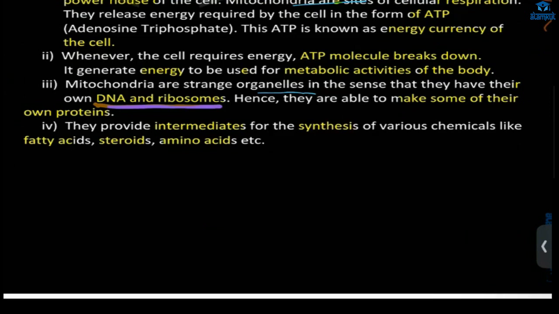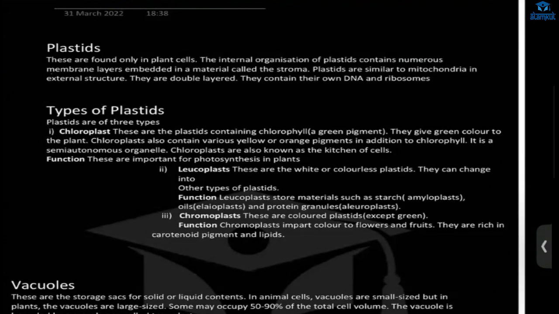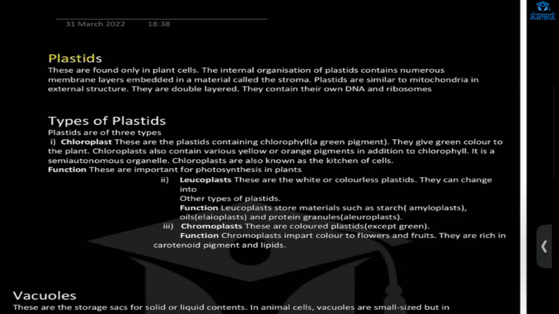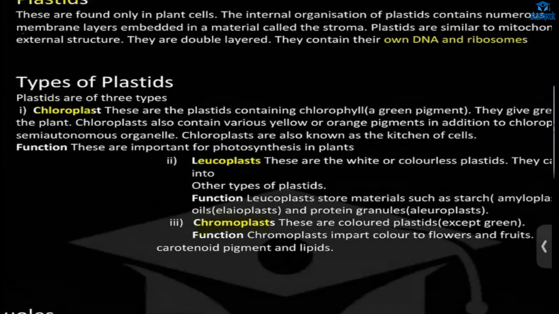Okay. Now let's see the last thing. Plastids are also having their own DNA and ribosome. And there are three types of plastids: chloroplast, leucoplast, and chromoplast. Ma'am, aren't chloroplasts a type of chromoplast only? If the chromoplast contains chlorophyll, it is called a chloroplast. In nucleotide terms, chromoplast and chloroplast are the same. Here we are dividing it into three parts.